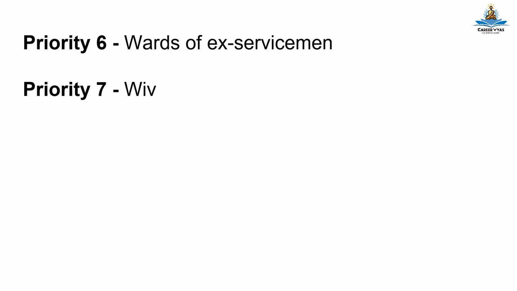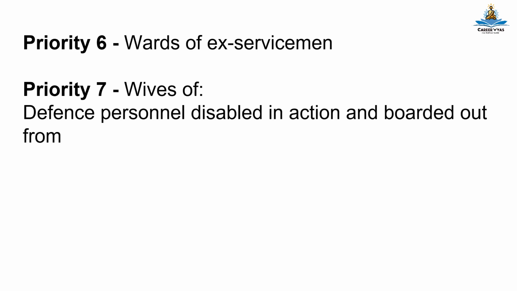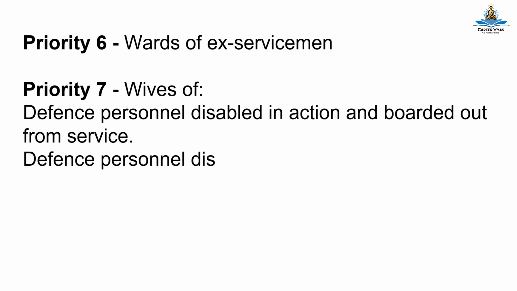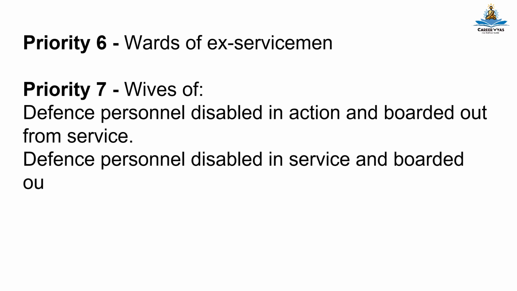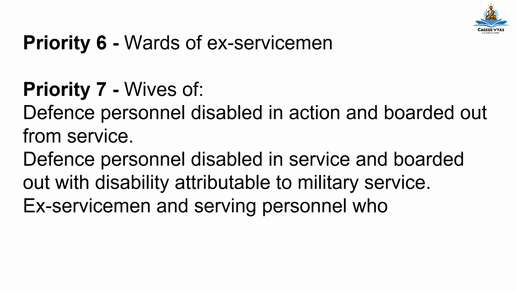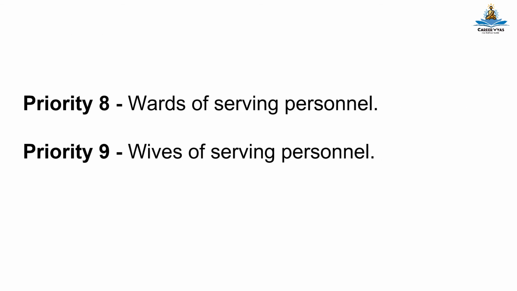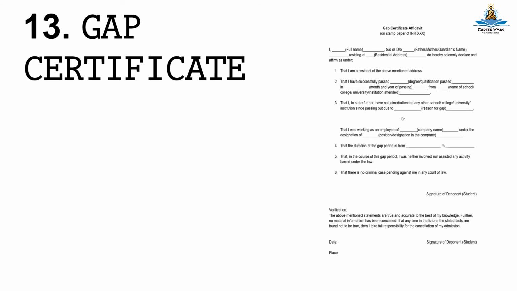Priority 6 is given to wards of ex-servicemen. Priority 7 is given to wives of defense personnel disabled in action and boarded out from service, defense personnel disabled in service and boarded out with disability attributable to military service, ex-servicemen and serving personnel who are in receipt of gallantry awards. Now, priority 8 is given to wards of serving personnel and priority 9 is given to wives of serving personnel. Okay, so coming to the next document, which is the gap certificate.